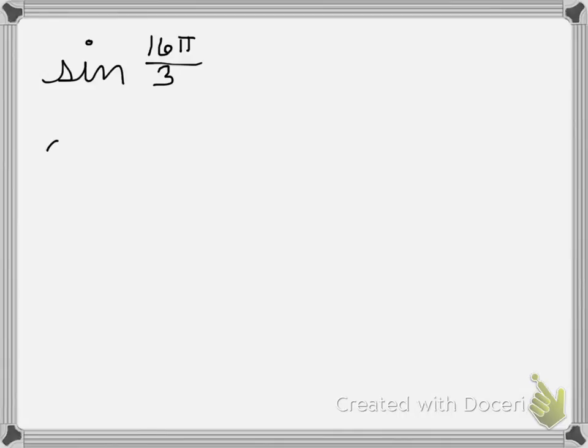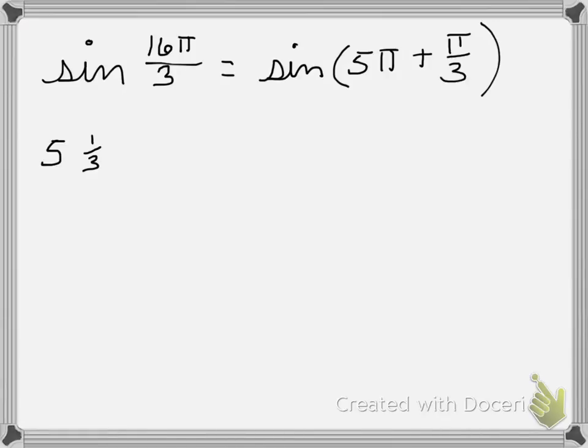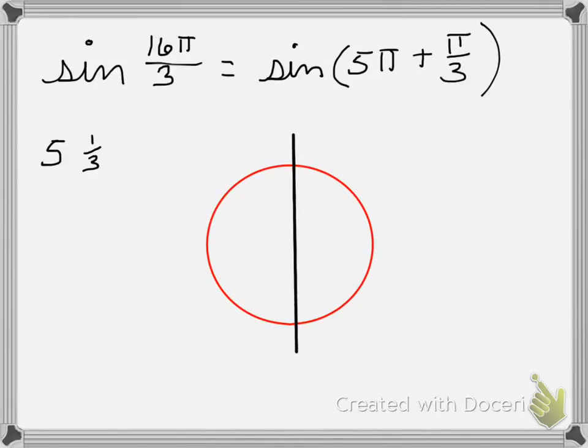Now 16 we can think of as 5 and 1/3. So what I could really think about this as is the sine of 5 pi plus pi over 3. Now, consider the unit circle, and we start from the positive x-axis. We want an angle that's 5 pi plus pi over 3 radians, or 16 pi over 3.